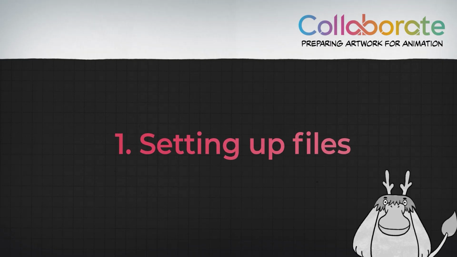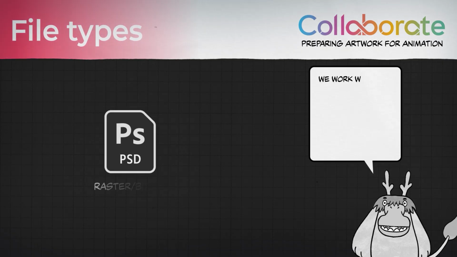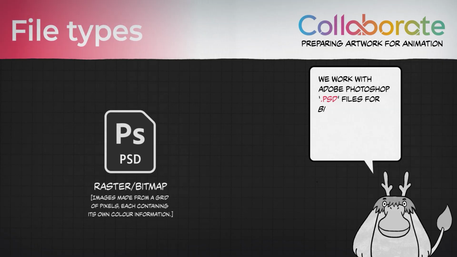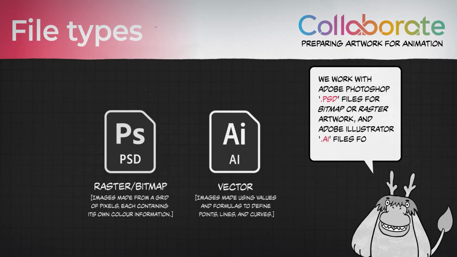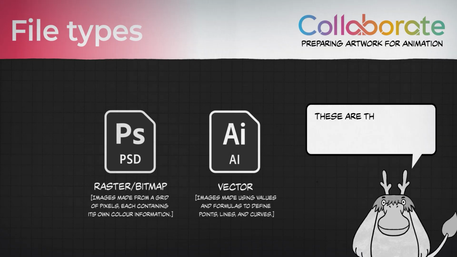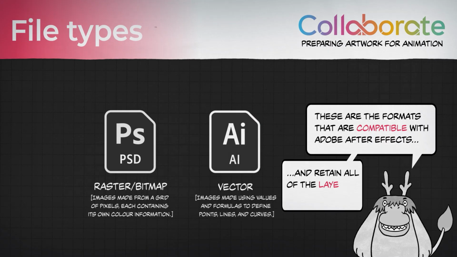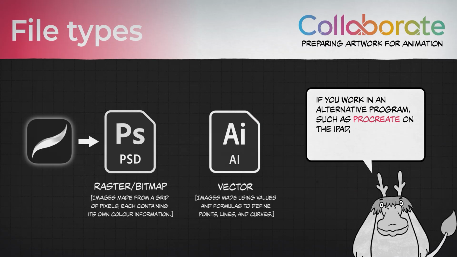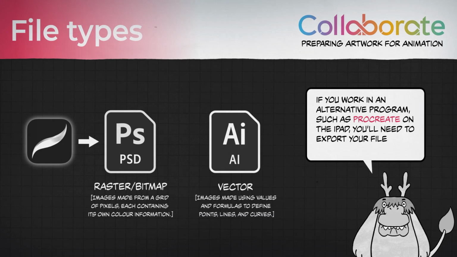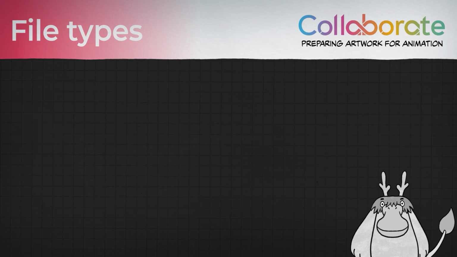Part 1. Setting up files. File types. We work with Adobe Photoshop PSD files for bitmap or raster artwork, and Adobe Illustrator AI files for vector artwork. These are the formats that are compatible with Adobe After Effects and retain all of the layered data properly. If you work in an alternative program such as Procreate on the iPad, you'll need to export your files as PSD or AI files.